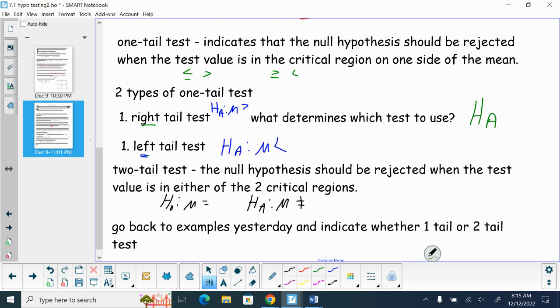A chemist invents an additive to increase the life of a car battery. The manufacturing lifetime of a car battery without the additive is 36. One tail or two tail? Derek? One tail. One tail, left or right?